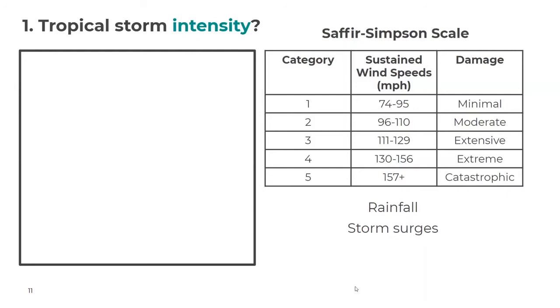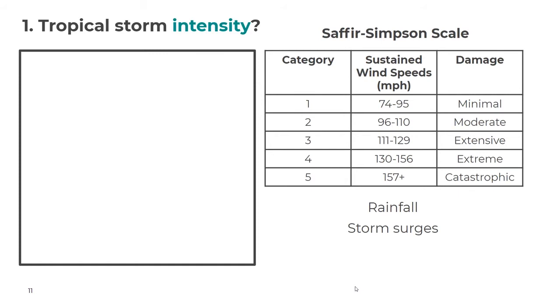So let's first consider tropical storm intensity or strength. The intensity of tropical storms is linked to their wind speeds. So once a wind speed in a tropical storm has been measured, we then allocate the tropical storm to a category linked to the Saffir-Simpson scale that you see on the screen. So if your sustained wind speeds are between 74 and 95 miles per hour, your tropical storm will be regarded as a Category 1 storm and the damage will be relatively minimal.